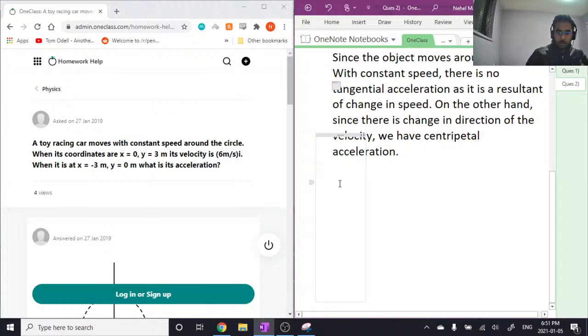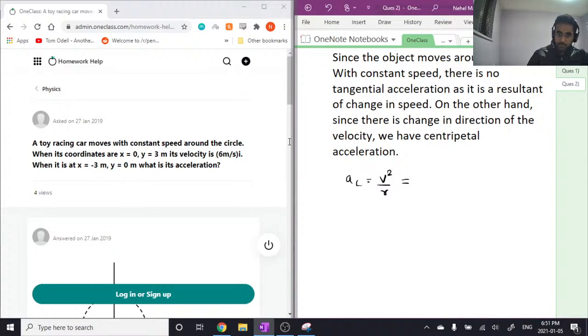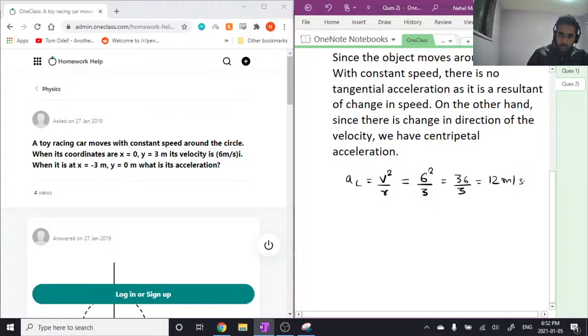So now, since the question is asking for what's the acceleration, all we need to do is plug in the formula for acceleration. AC is equal to v squared over r, where v is the velocity and r is the radius. We are already given the velocity to be 6 meters per second, and the radius from the circle which we drew is 3 meters. So therefore, this is 6 squared over 3, which is 36 over 3. It is equal to 12 meters per second squared.